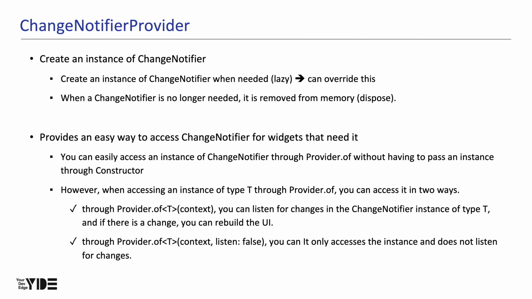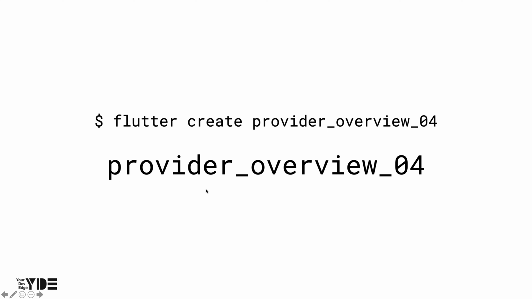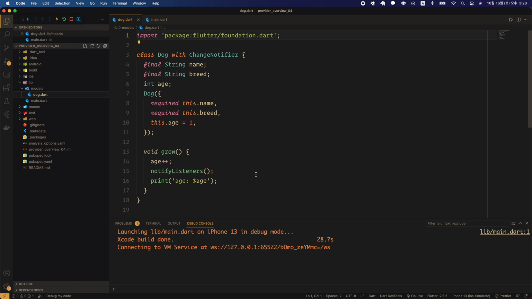The example we are going to cover this time isn't very different from the Provider Overview 03 app. But let's create a new app to test the ChangeNotifierProvider. Let's start by creating an app called Provider Overview 04 and copying all the contents of Provider Overview 03. And there is no need to modify the Dog model, and you will delete the print.